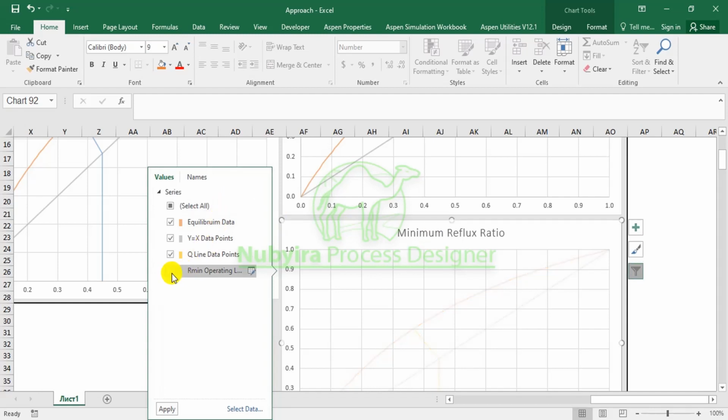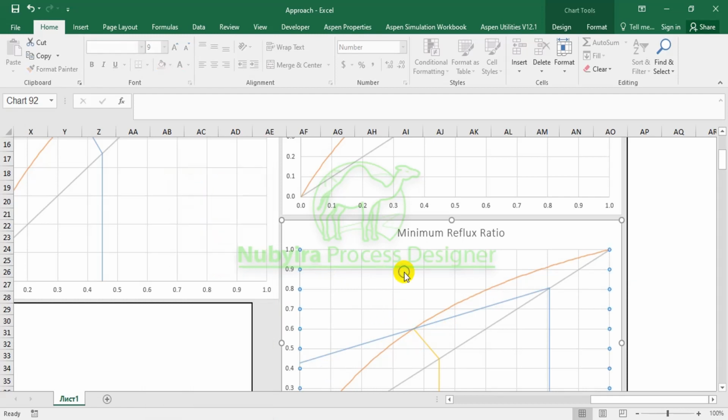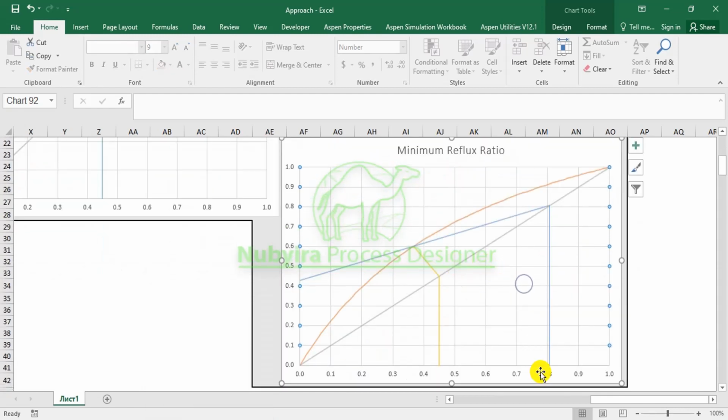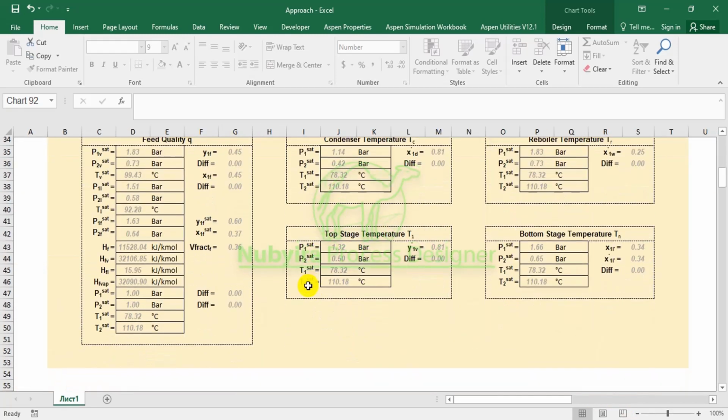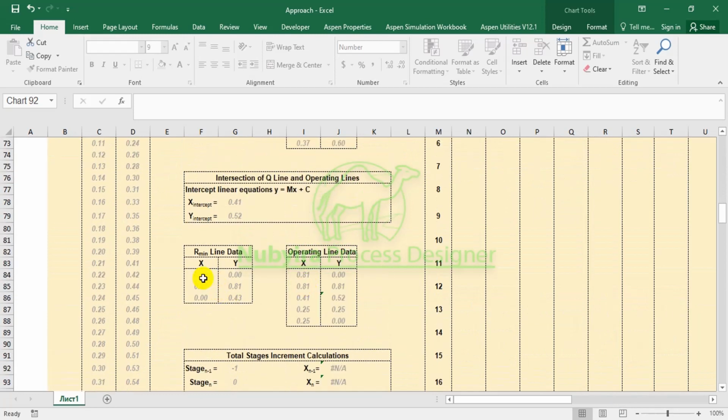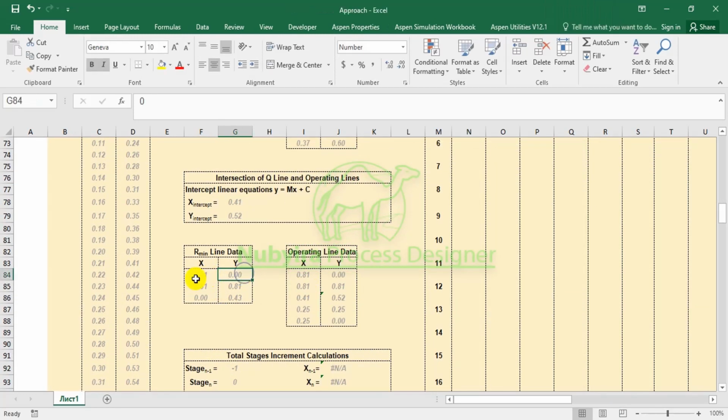So you can see starting from this point, 0 and xd, then the 45-degree line. So we have 0.8 and 0.8. Then the last point is going to be from 0.